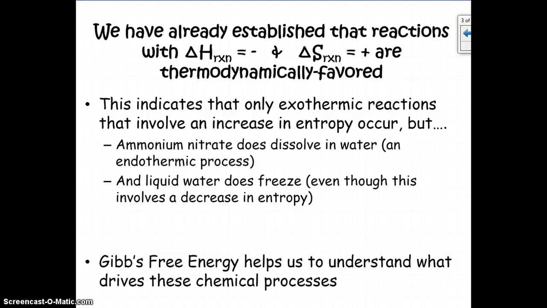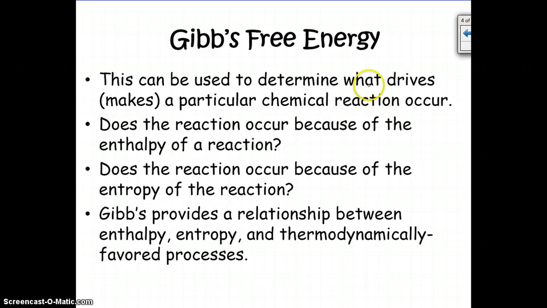So it's the bridge between what we can explain. Gibbs can be used to determine what drives a particular chemical reaction. Does it occur because of enthalpy? Does it occur because of the entropy? So basically, Gibbs is going to provide us a relationship between enthalpy, entropy, and a favored process.